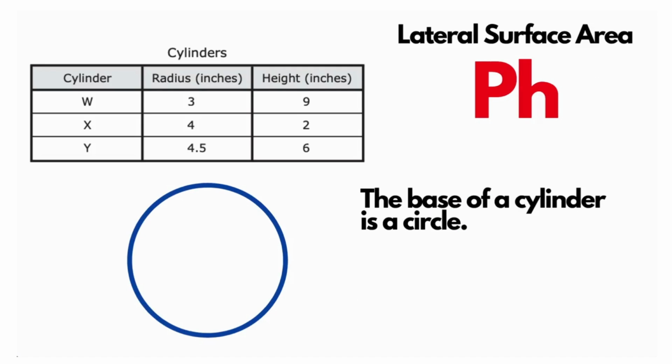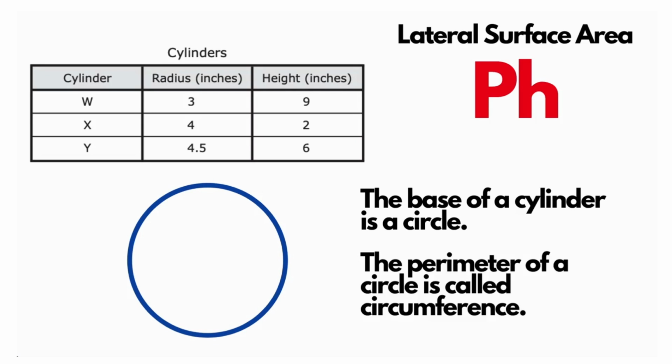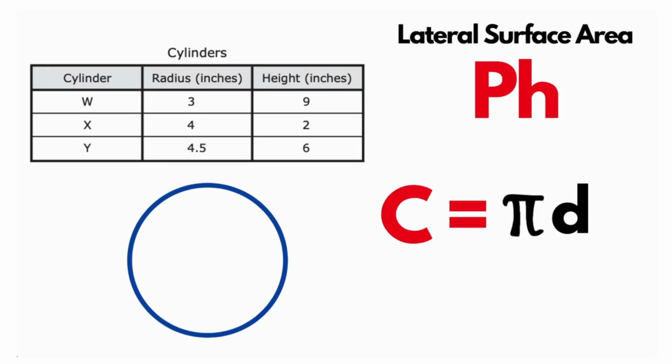The base of a cylinder is going to be a circle. So perimeter of a circle is also called circumference. So what we need to do is find the circumference of these shapes and then multiply it by the height. There's a couple different ways to find circumference. There's circumference equals pi times diameter, and the diameter is 2 radiuses. So you could also use the formula circumference equals 2 pi r, or 2 times pi times the radius. And that's the one we're going to use today because it gives us the radius.